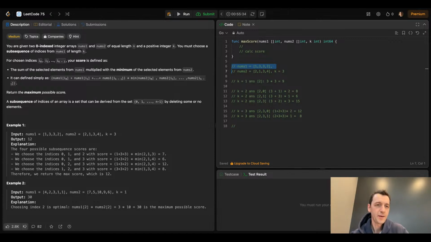The simple case would be if they both are increasing in the same way. If they're both increasing, then it's obvious that the biggest indices are the ones to go with, because they will both give us the biggest multiplier on the left and the right. That's an interesting simplification. We'll think about it.